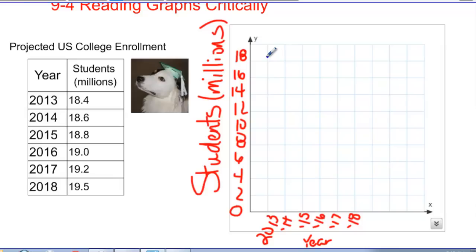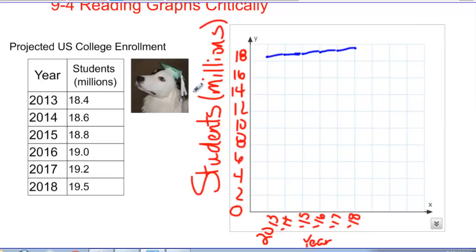18.6, just a little bit higher than that. 18.8 is almost to the halfway. 19.0 would be exactly halfway. 19.2 is a tiny bit above that. And then 19.5 is a little bit above that.